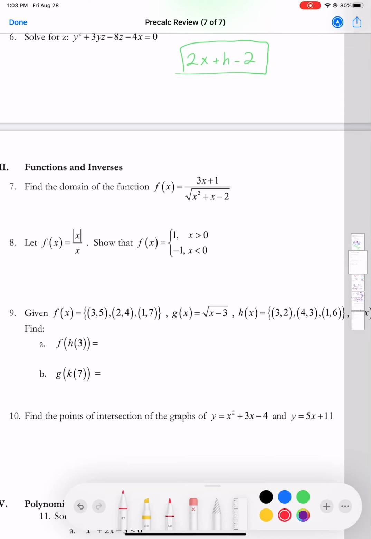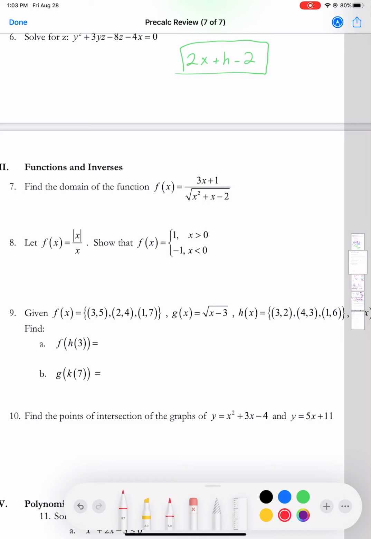All right, next up we'll look at problem 7. This one's asking us to find the domain of a pretty complicated function here. So we've got f of x equals (3x plus 1) over the square root of (x squared plus x minus 2). If it's asking us to find the domain, we need to remember what domain means. Domain is all of the x values that make this function work.